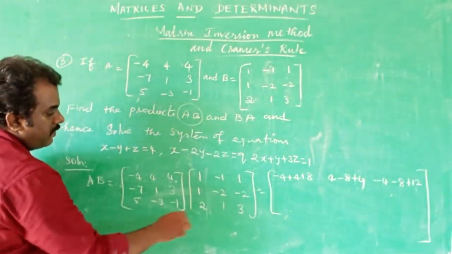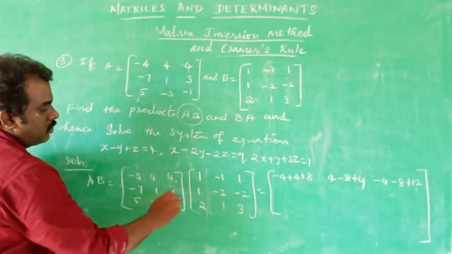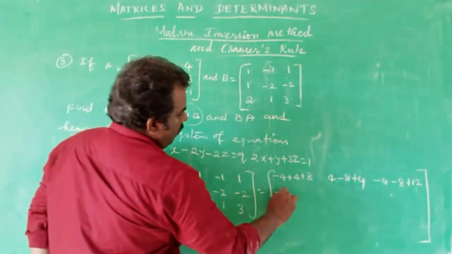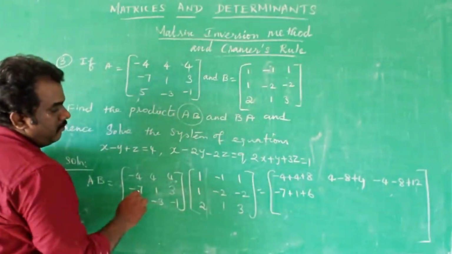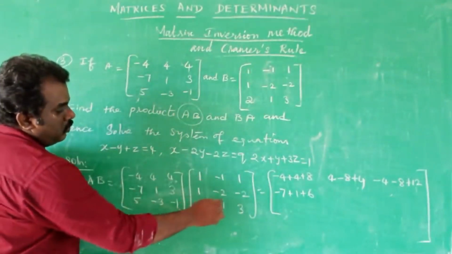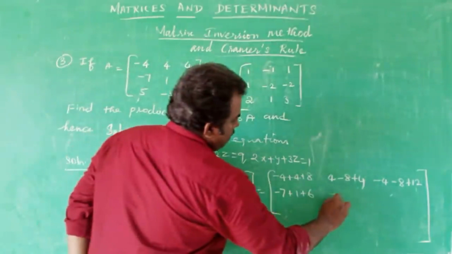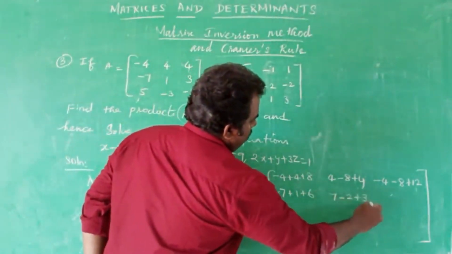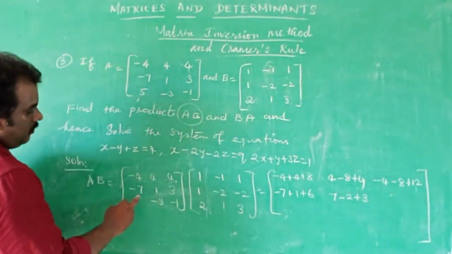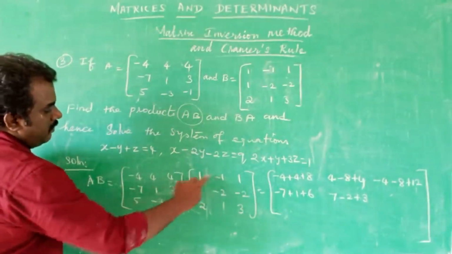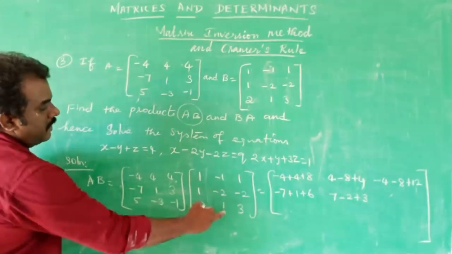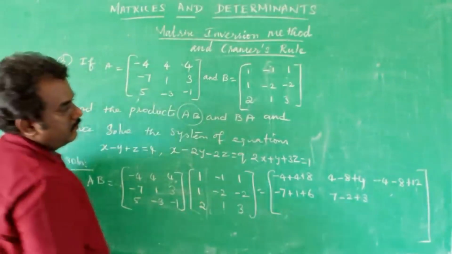Second row is multiplied with the first column: minus 7 plus 1 plus 6. Then second row, second column: plus 7 minus 2 plus 3. Please check this once again. Plus 7 minus 2, the next plus 3.